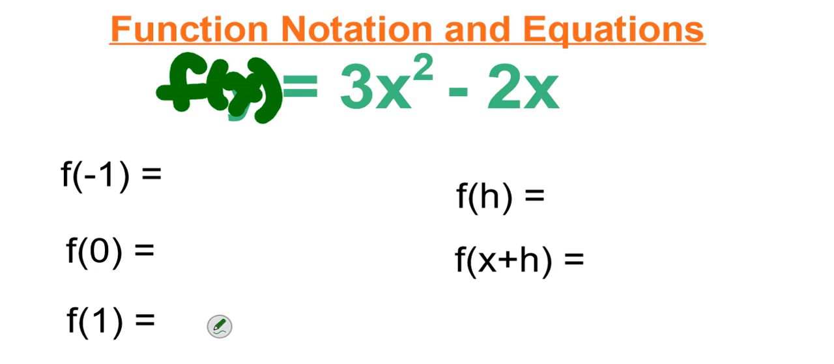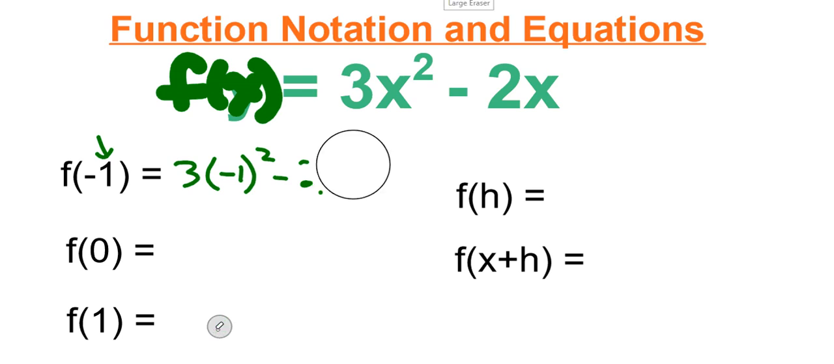f of -1 says, see this function? Now find the value when x is equal to -1. So I'm going to rewrite the function. Every time I see an x, I'm going to put in a -1. And then I can either pick up my calculator, or I can say -1 squared is 1, 1 times 3 is 3, -2 times -1 is 2, so 3 plus 2 is 5.